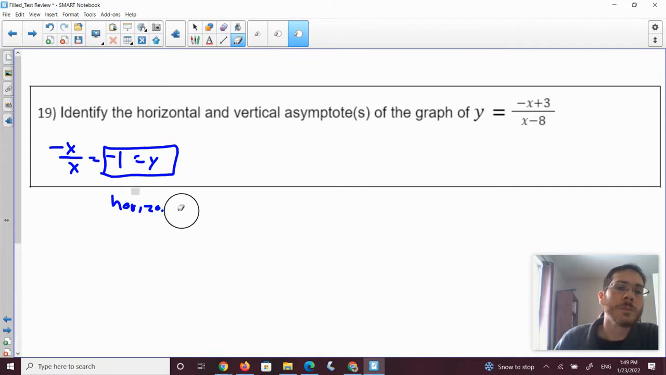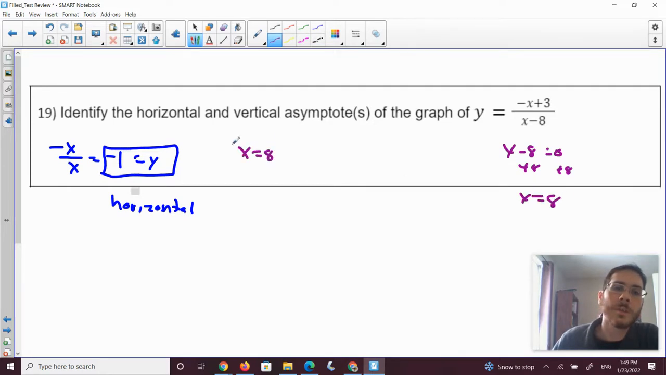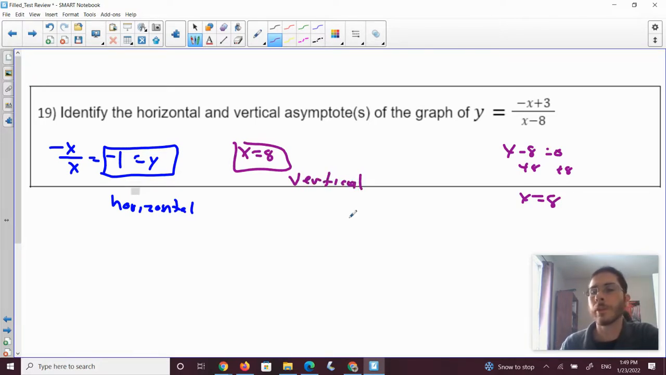That is the horizontal asymptote. So we still need to get the vertical one. To get the vertical one, we set this equal to 0. x minus 8 equals 0. Add 8 to both sides. x equals 8. So x equals 8 is the vertical. And that's it. So that one's already done too.